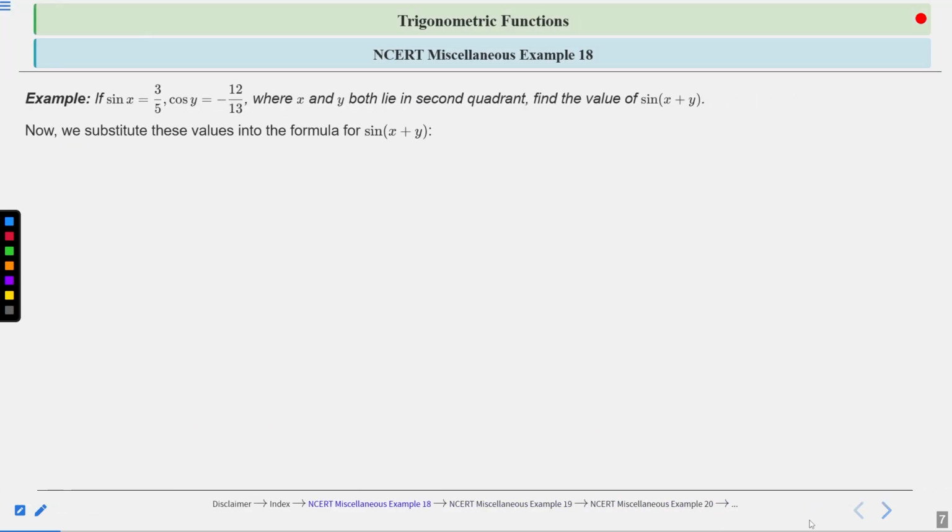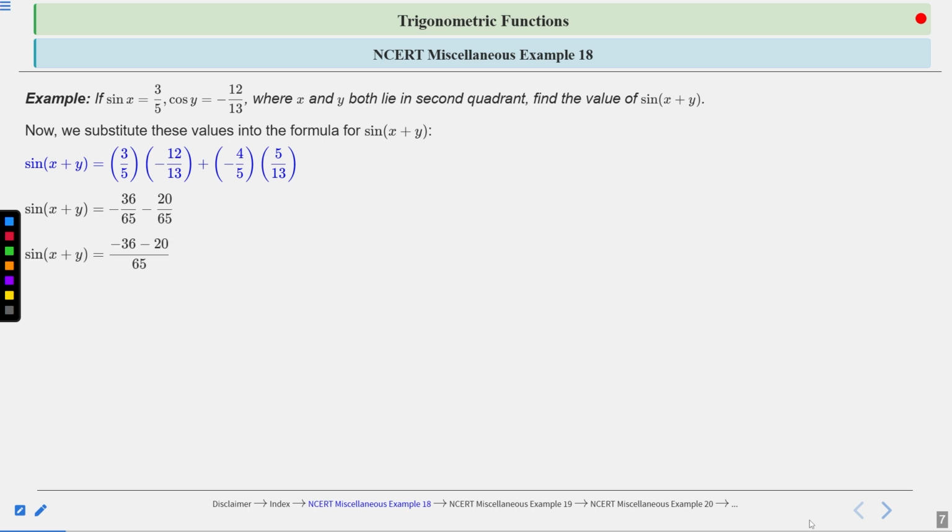Now we substitute these values into the formula for sin of x plus y. We will get sin of x plus y is equal to 3 by 5 into minus 12 by 13 plus minus 4 by 5 into 5 by 13, okay? So we'll get sin of x plus y will be equal to minus 36 upon 65 minus 20 upon 65, right? So sin of x plus y will be equal to minus 36 minus 20 upon 65, okay? Therefore we will get sin of x plus y will be equal to minus 56 upon 65. Hence the correct answer will be minus 56 upon 65, okay?